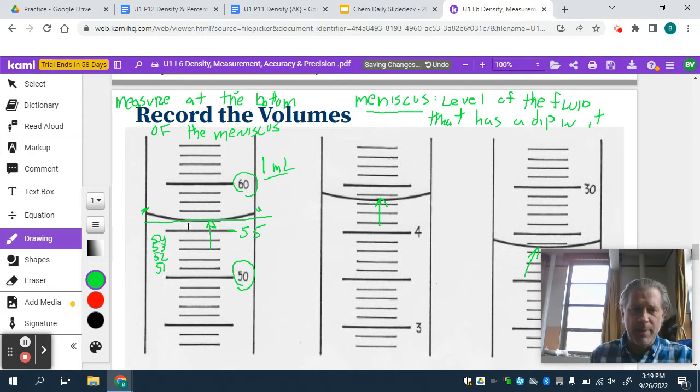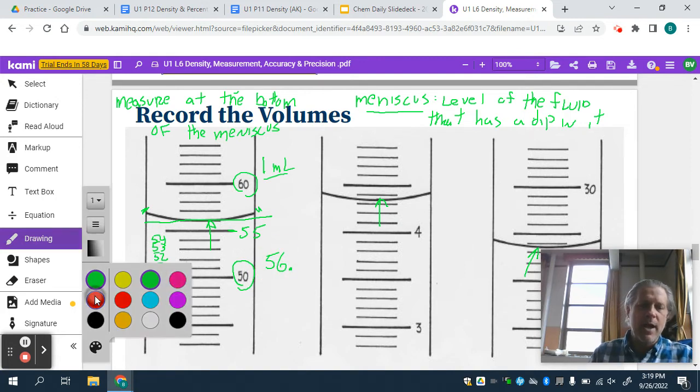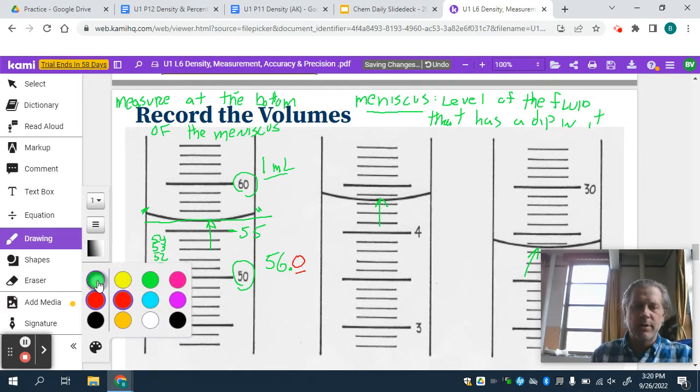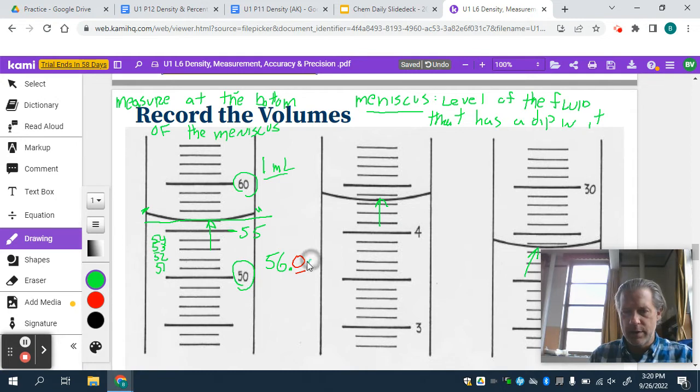So now I'm going to read from the bottom of the meniscus. So I see that it's bigger than 55. It looks like it's right on 56, but it's definitely less than 57. So I'm going to say it looks like it's right on 56. So I'm going to give it 56. And now I have to estimate. So I'm going to give it a 0, 56.0. And that would be milliliters because it's a fluid. So even if it's right on the line, we still have to estimate that it's at a 0. So that's our estimation there.